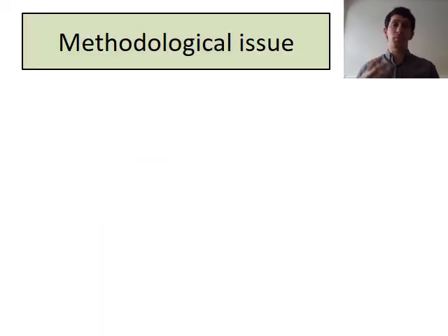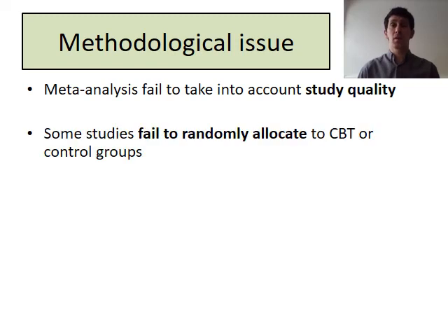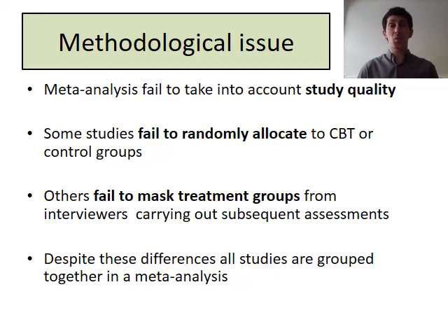So one of the major methodological issues you'd have to bring up in this answer would be the fact that the meta-analysis studies that we've looked at failed to take into account study quality. For example, some studies failed to randomly allocate schizophrenic patients to CBT groups or control groups. Others fail to mask treatment groups from the interviewers. So the interviewer knows who's been in a CBT group, who's been on medication, who's been in a control group, who's been in a combination of CBT and drugs. So the studies often fail to mask who's in what, and that's obviously going to impact and influence the interviewer's answers and what they record. But despite all these differences, they're all lumped together into one meta-analysis. So this is one of the methodological issues you'd have to bring up when discussing the use of CBT.